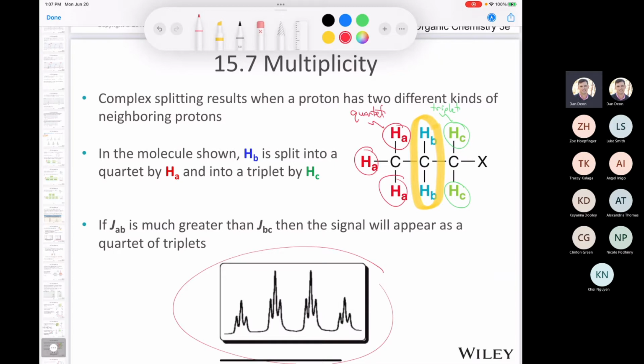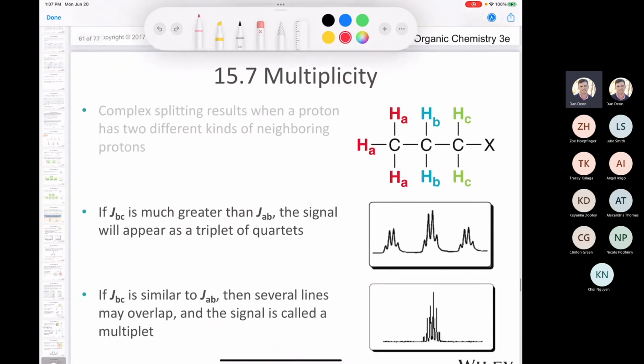So you see that you have 4 kind of signals here, 1, 2, 3, 4, and they're all little triplets. Whereas if it's the opposite, if the coupling constant of this is bigger than the coupling constant here, so if JBC is bigger than JAB, then you're going to get a triplet of quartets, which would look kind of like this here.